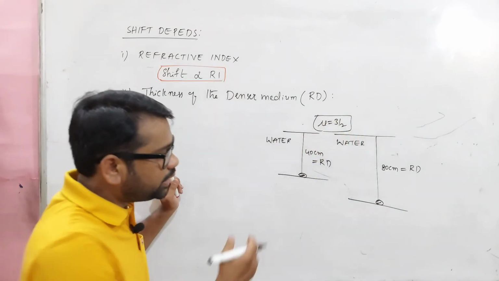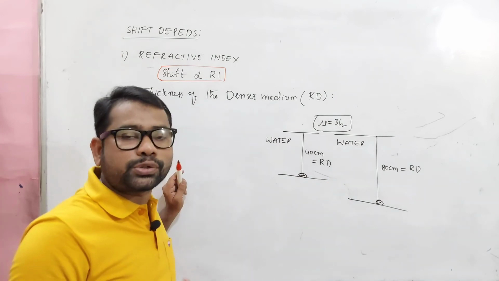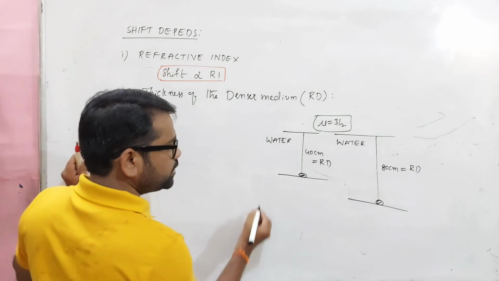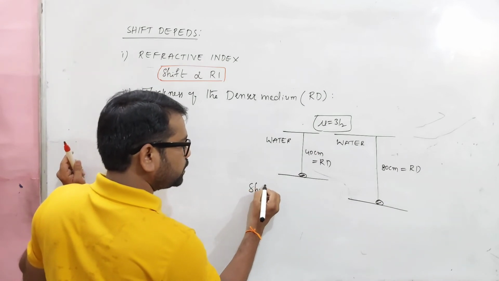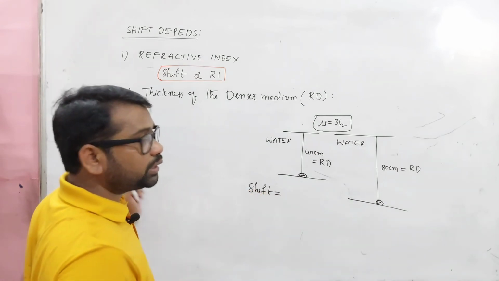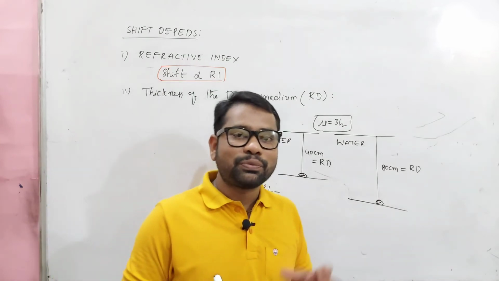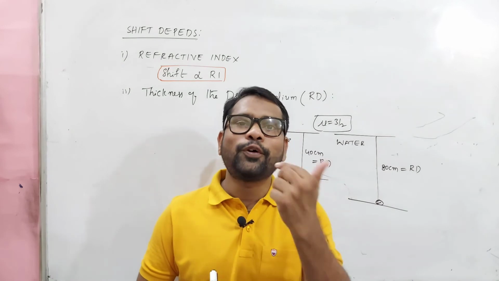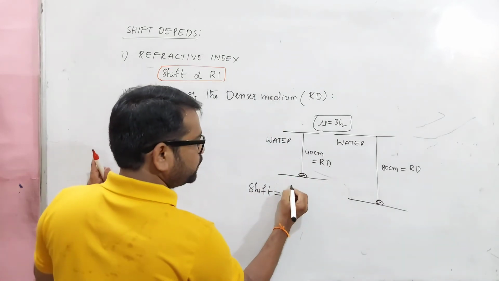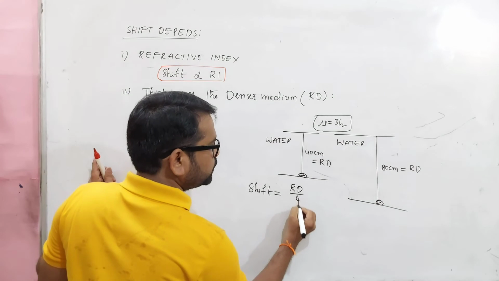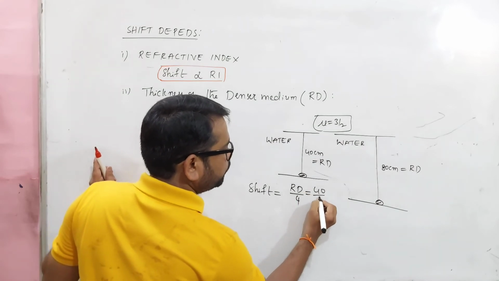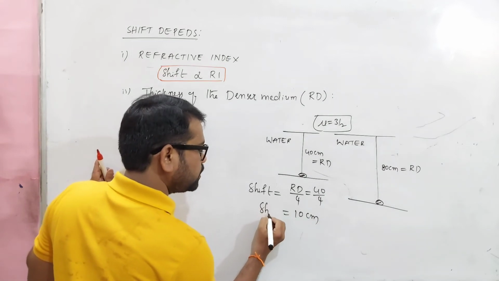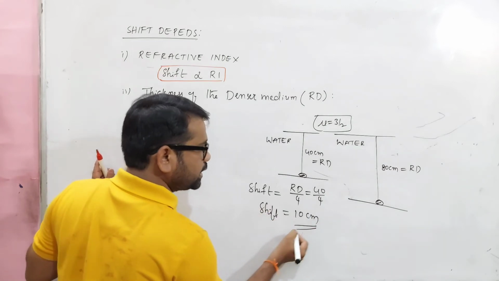Now let us calculate in which case the shift is more, so that we can understand how shift depends on the thickness. Whenever the denser medium is water, we can directly use the formula: shift is equal to real depth by 4. That is 40 by 4, so in this case it is 10 centimeters. In this case we got a shift of 10 centimeters.